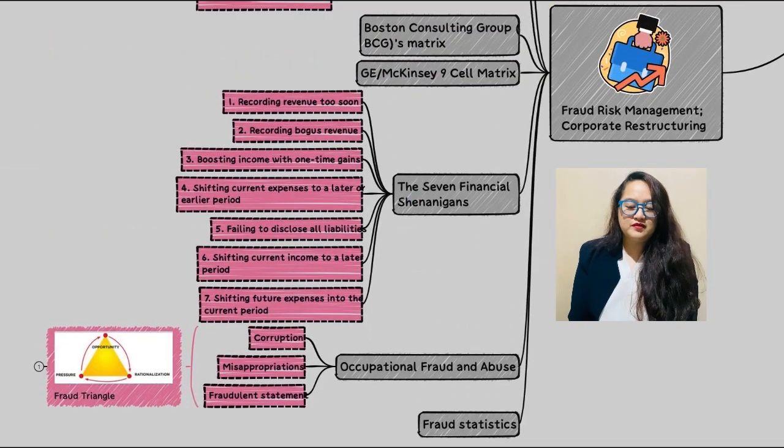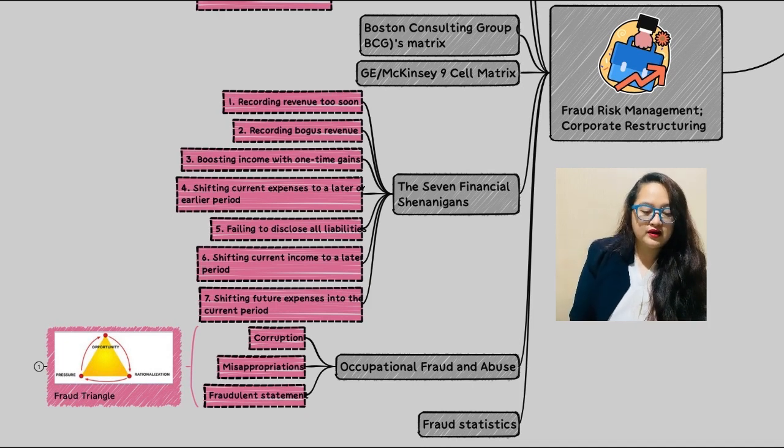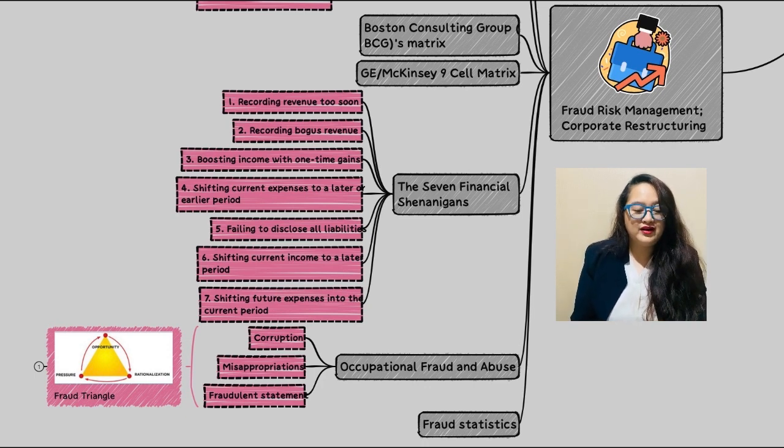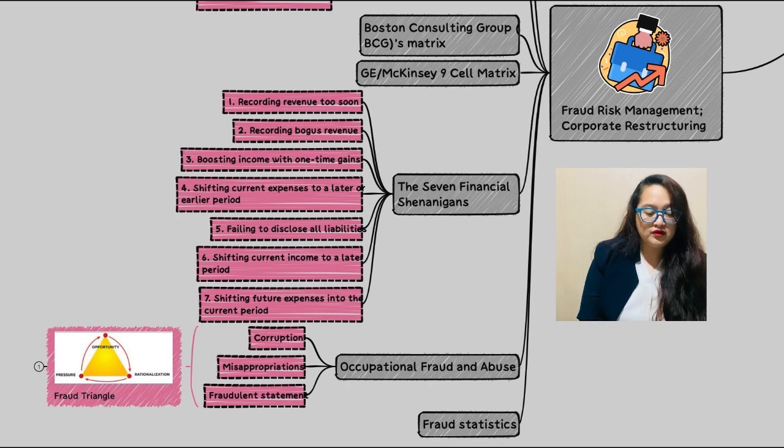Speaking about fraud risk management, you need to know about the 7 financial shenanigans. It's recording revenue too soon, recording bogus revenue, boosting income with one-time gains, shifting current expenses to a later or earlier period, followed by failing to disclose all liabilities, shifting current income to a later period, and shifting future expenses into the current period. Be aware also of occupational fraud and abuse, and if you understand that, you can also analyze later on the fraud statistics.